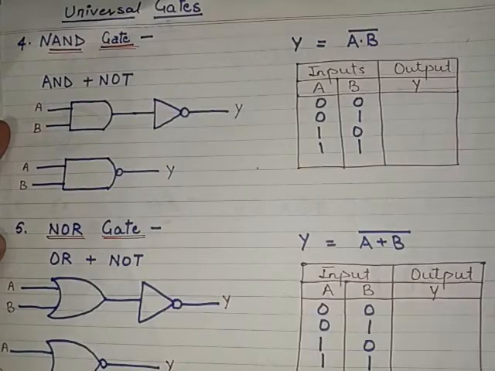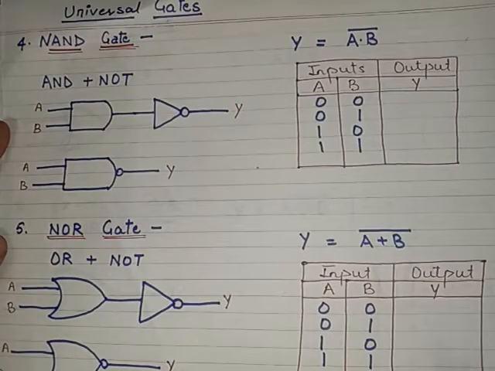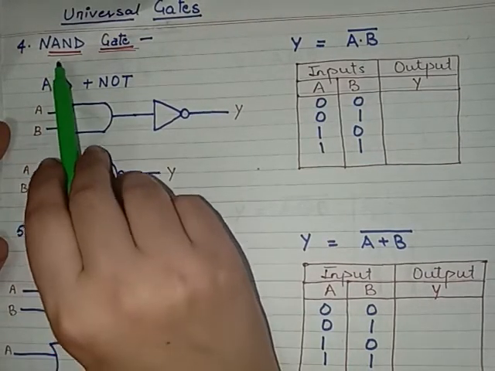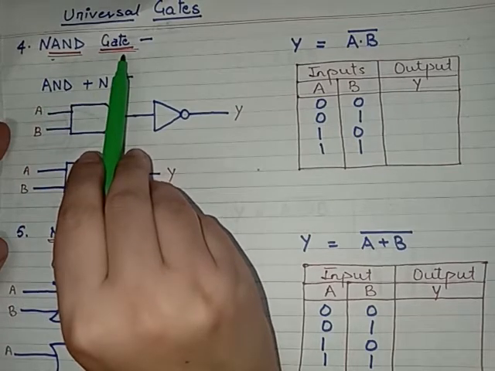We have two different universal gates. The first universal gate is the NAND gate, right?